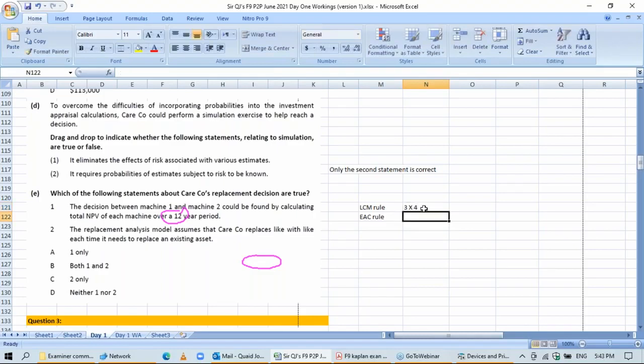So 3 into 4. So if we have the option to select in 3 years and 4 years time, the total NPV can be calculated for 12 years time. This is what they are asking about, the LCM rule.